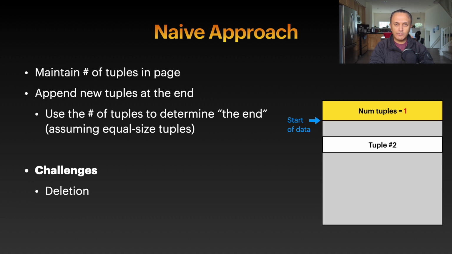So that doesn't work. The other challenge is what happens if the tuples are not of the same size? Again, I cannot figure out where to write just by multiplying the number of tuples by the tuple size, because the sizes are now variable. So this means that this naive approach doesn't work. We need something a little bit more sophisticated and maintain a little bit more information than just the number of tuples in the page.